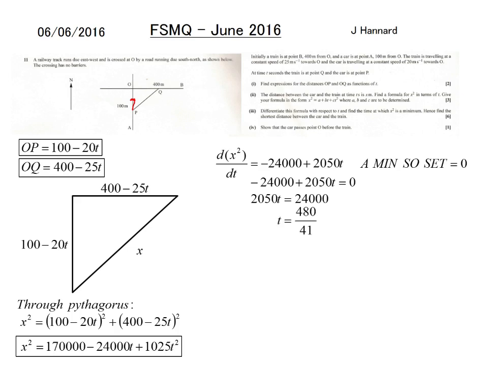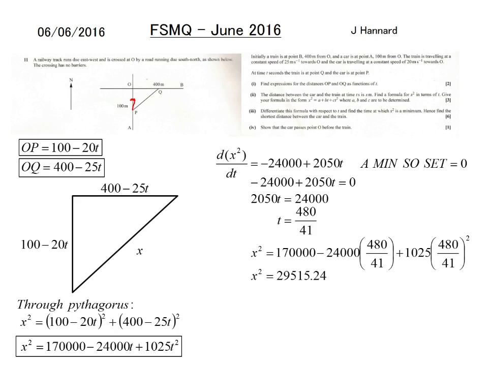So t is that, and I was thinking this is definitely wrong. So I put that back into my x squared function, and I got that, which is that. So my shortest possible distance between them is apparently 171.8 metres, but yet again, I don't know the answers to this paper, so that could potentially be wrong. But if it rings a bell, let us know down in the comments.